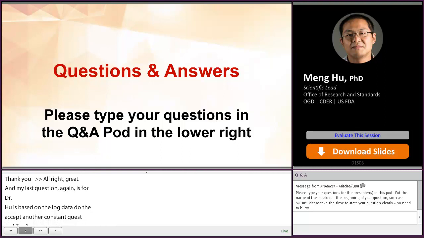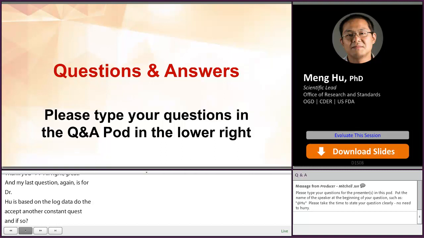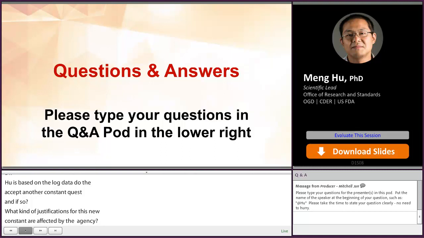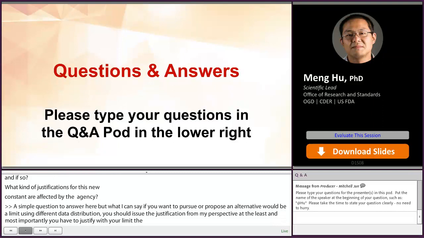A simple question to answer here, but what I can say is if you want to pursue or propose an alternative BE limit using a different data distribution, you should provide a sufficient justification. From my perspective, at the least and the most important, you have to justify your limit. Then type one error should be well controlled. And also this question, as I said, is not a simple question. It should involve the Office of Biostatistics. So that's my input. Thanks.